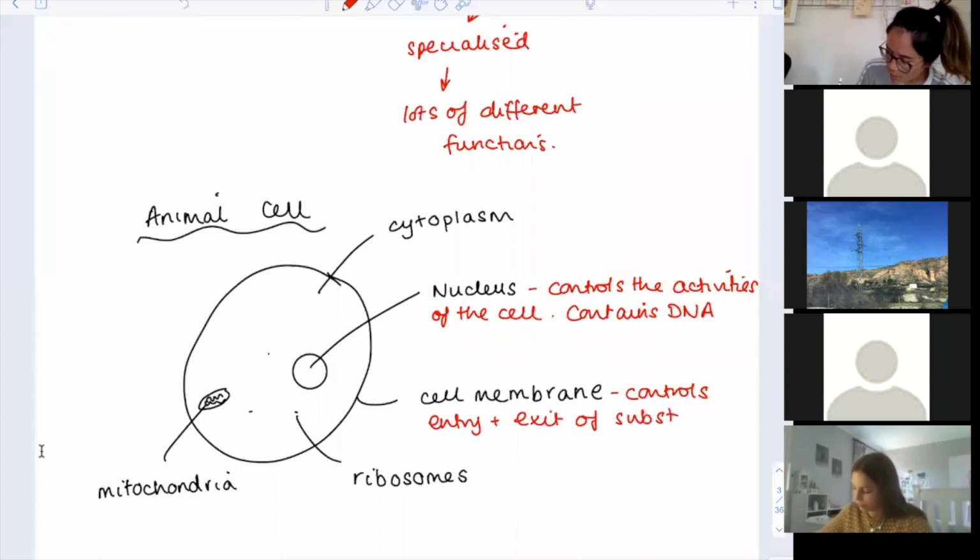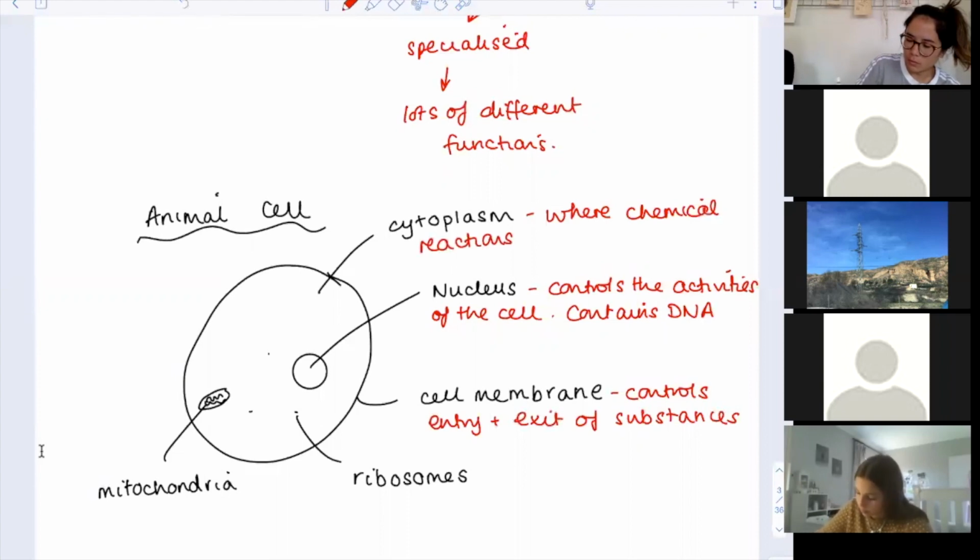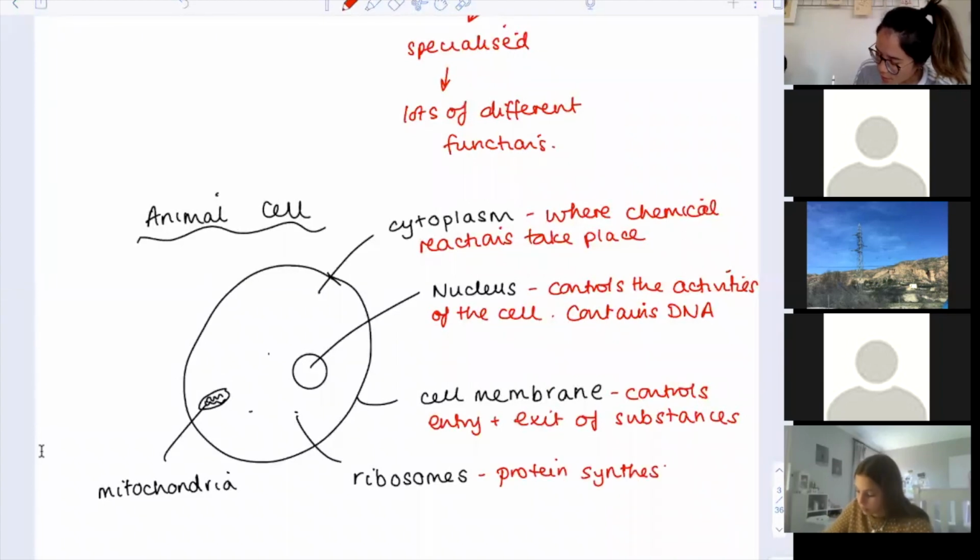The cytoplasm forms the main bulk of the cell, so you can imagine that that's where chemical reactions take place. And then getting slightly more complicated with the ribosome, we're going to say that this is the site of protein manufacture. And if you're feeling fancy, you can say protein synthesis. Synthesis is just a nice way of saying made. So protein synthesis occurs here.